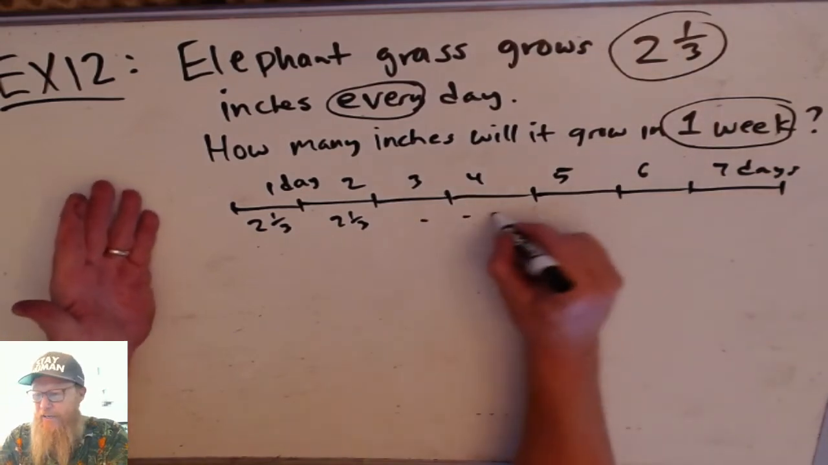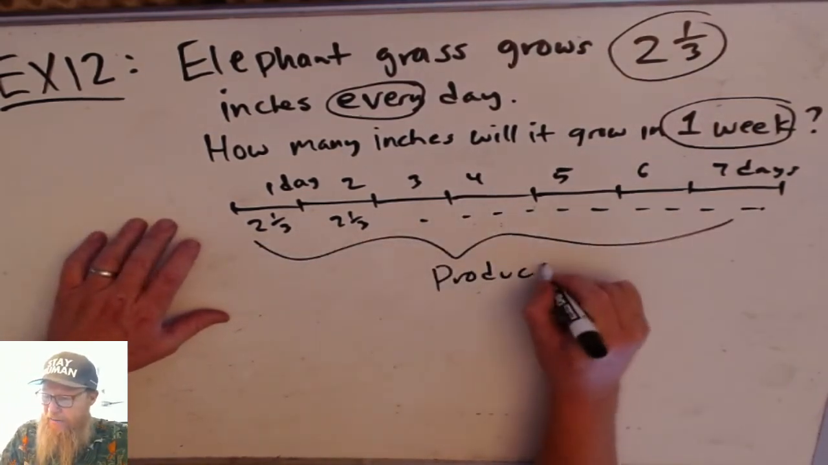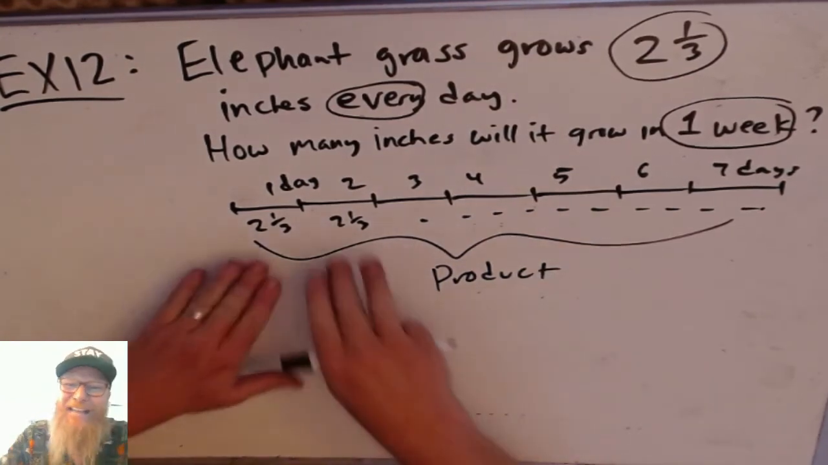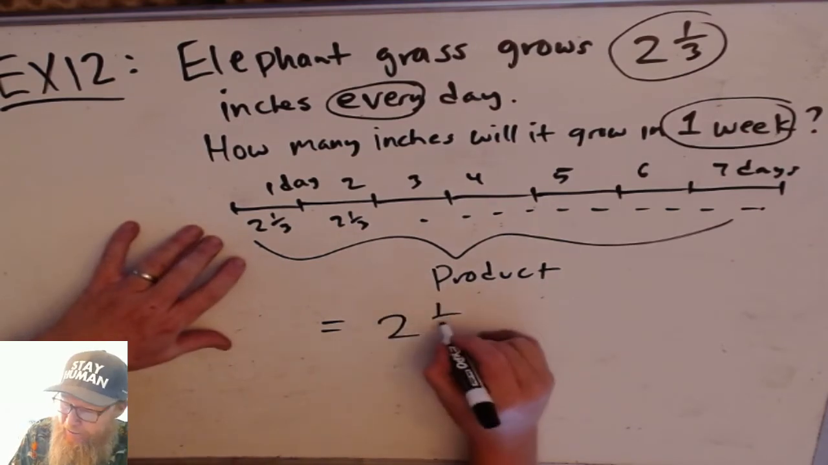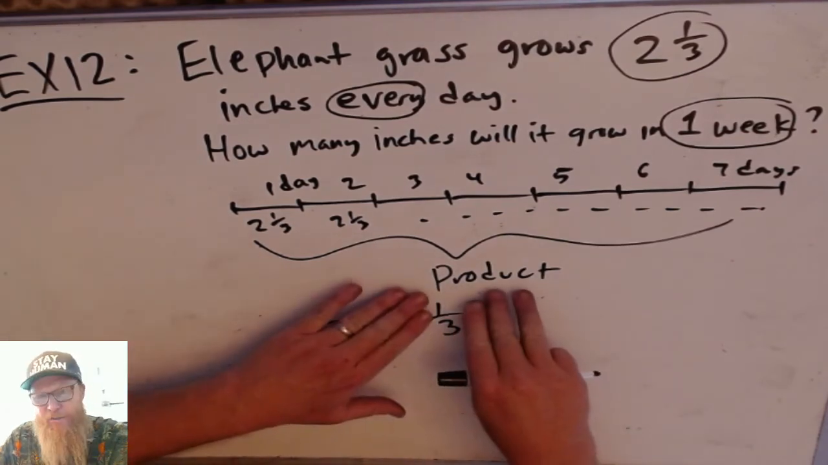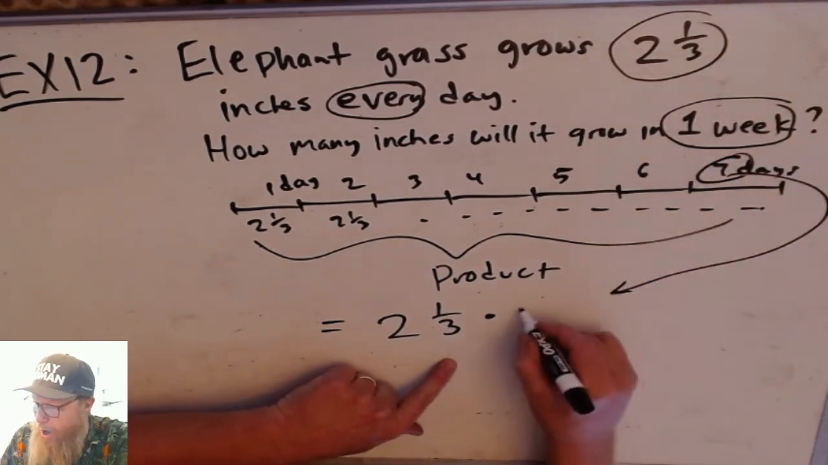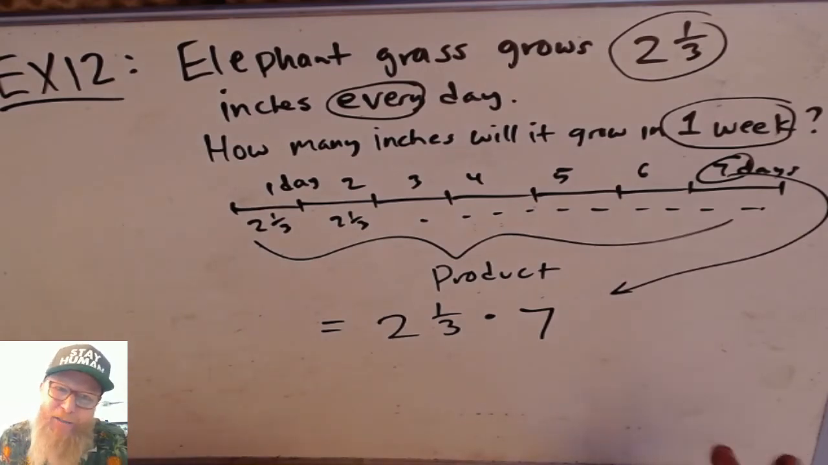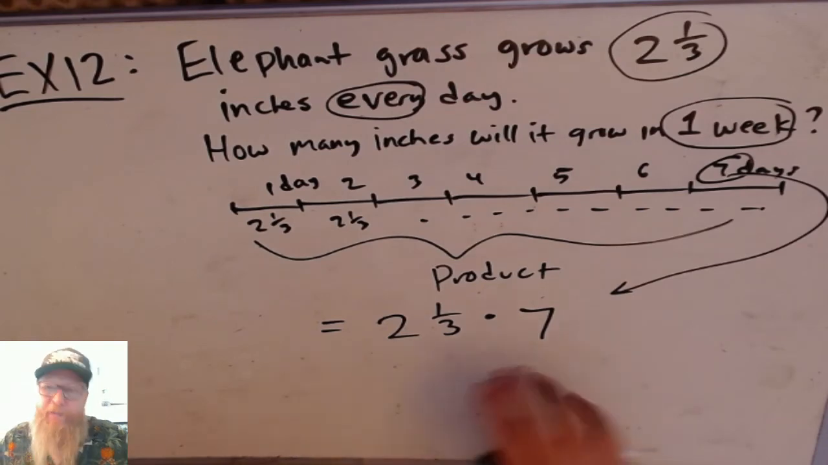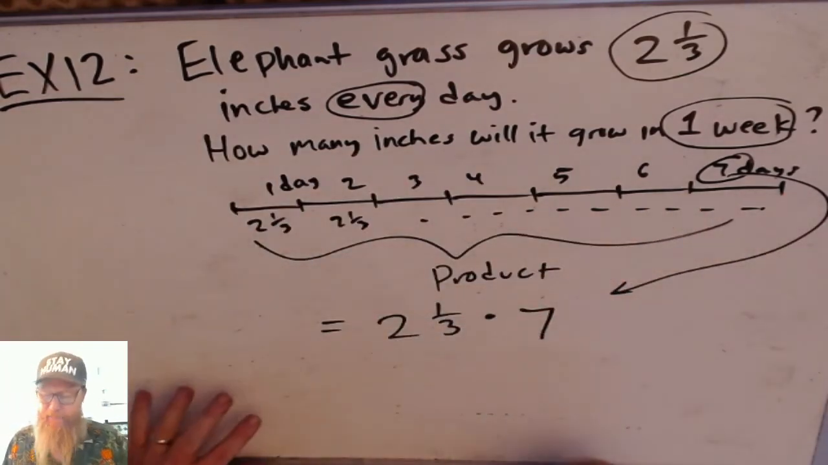Yeah. So it's going to go 2 1/3. This is called the product. I guess you could add if you really want, but adding is harder. It's much easier to multiply. The product of 2 1/3 and 1 week. Make sure you don't use 1. You got to use 7 for 1 week. Sometimes I'll just tell you the number of days. I'll say 9 days or 8 days or 12 days. In this one, I said a week because I'm assuming a week is 7 days.